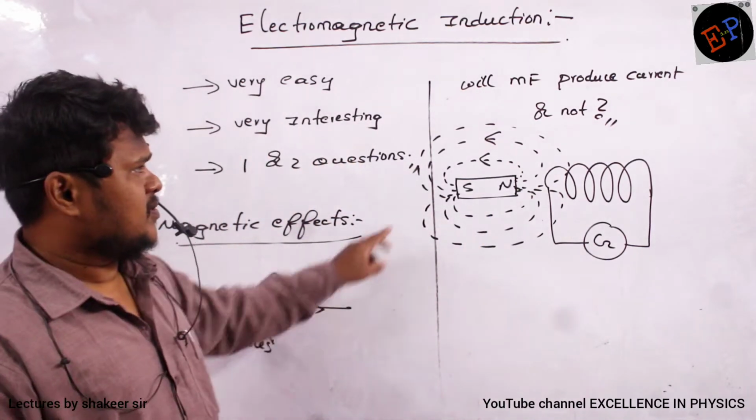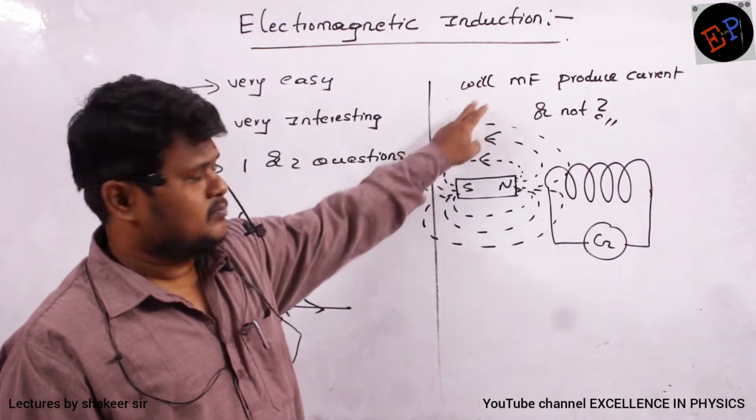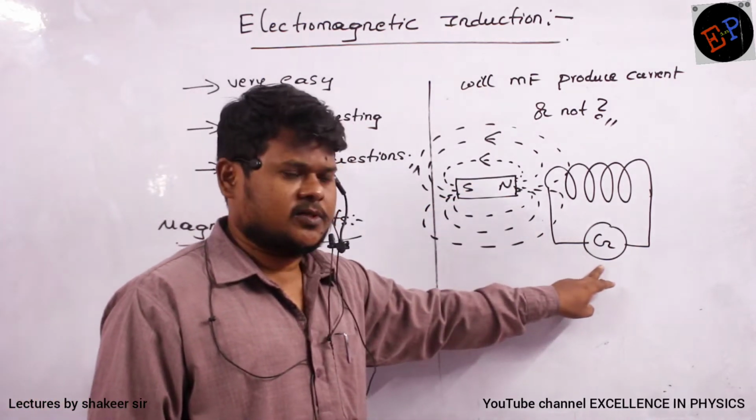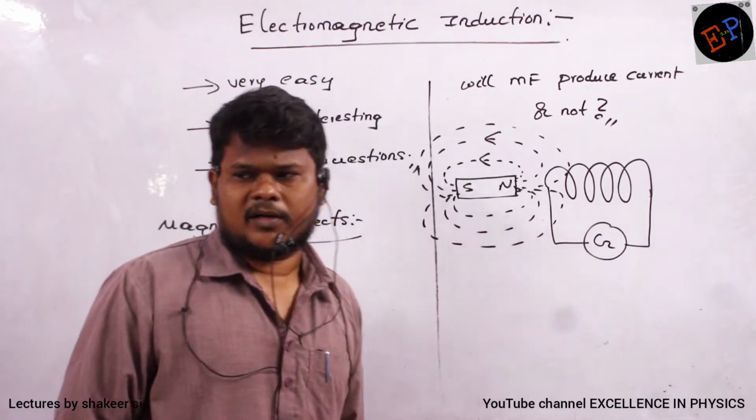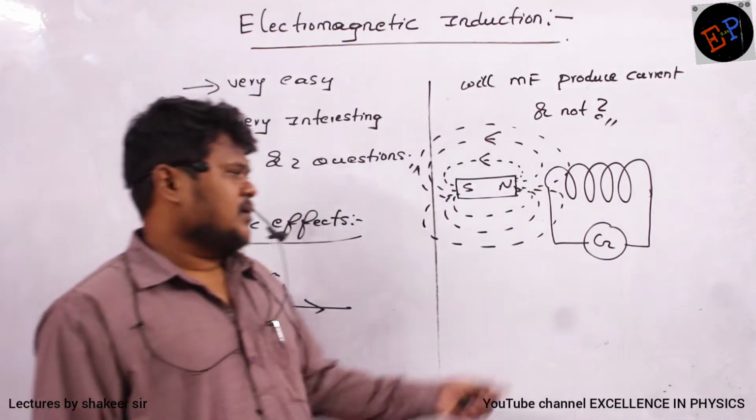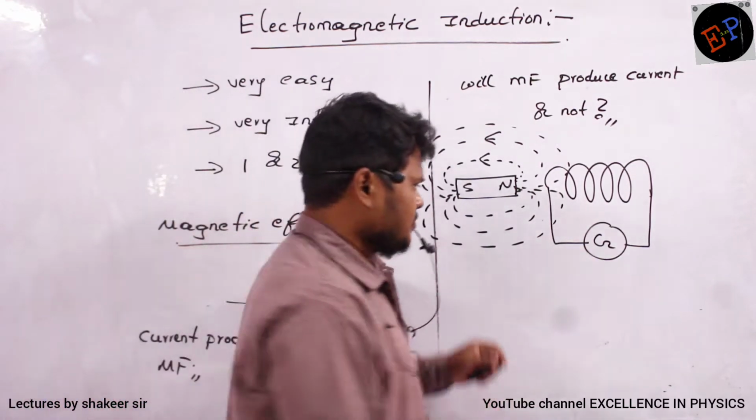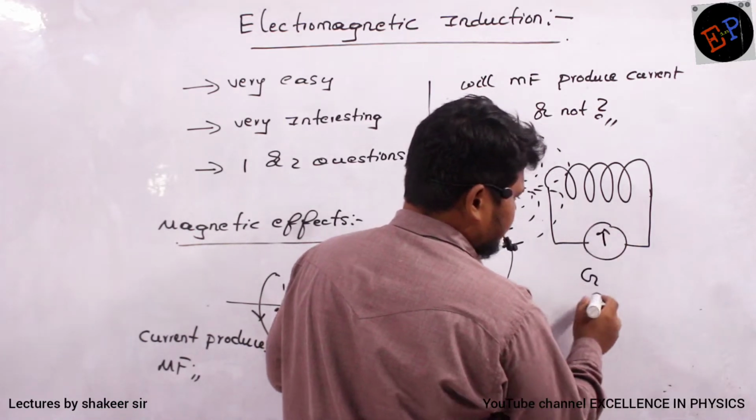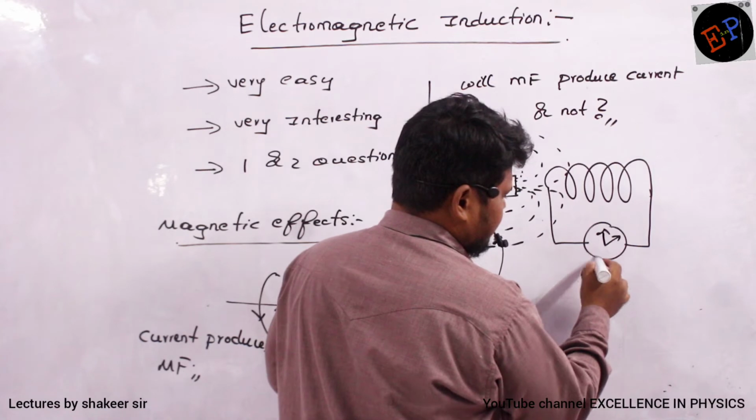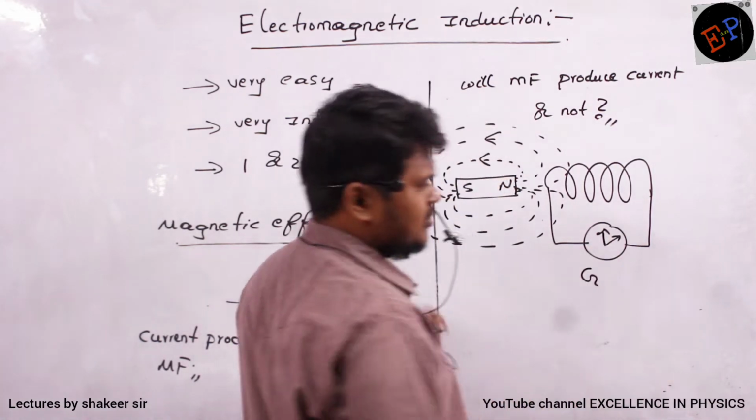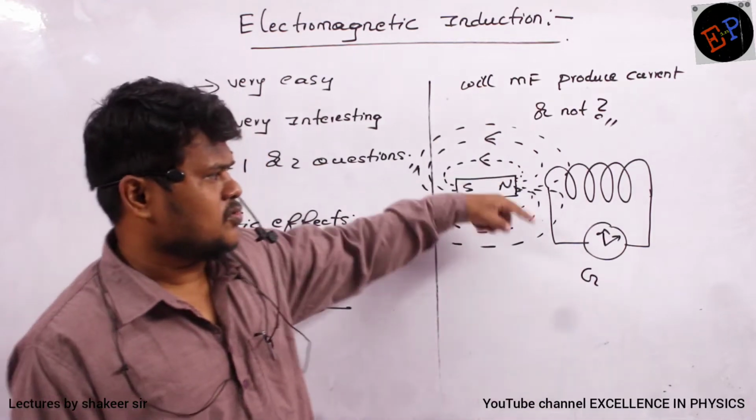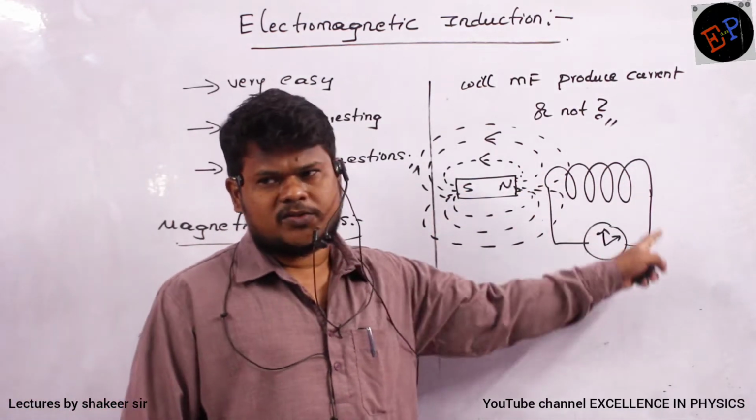So now the question is whether this magnetic field, the field produced by the magnet, can produce some deflection in the galvanometer or not. For example, this is the initial position of the galvanometer. If the galvanometer deflects, then definitely I can say that a current is flowing in this circuit. If there is no deflection, there is no current. This is a closed loop. Current always flows in a closed loop only, no?